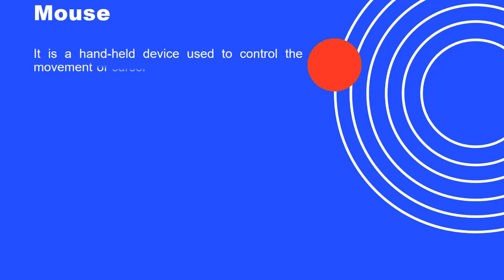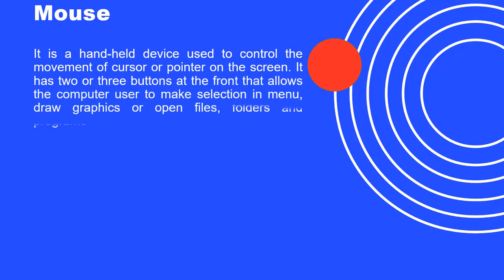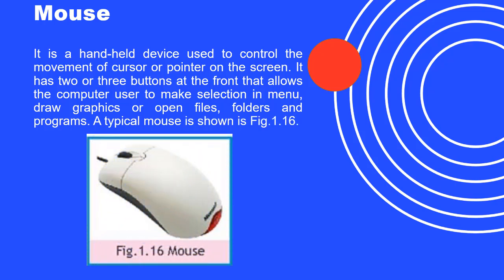Mouse. It is a handheld device used to control the movement of the cursor or pointer on the screen. It has 2 or 3 buttons at the front that allow the computer user to make selections in the menu, draw graphics or open files, folders, and programs. A typical mouse is shown in Fig. 1.16.